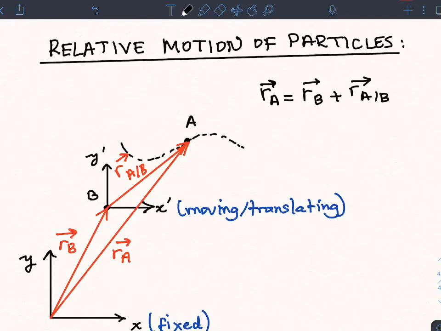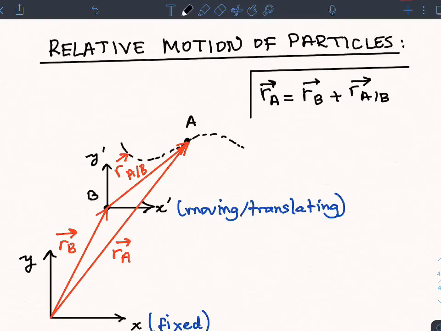So this is a vectorial relationship between the position of A with respect to fixed axis, position of the B, which is the origin of the translating axis, and the position of A with respect to B, which is with respect to the moving axis. So this relation is relative position equation.